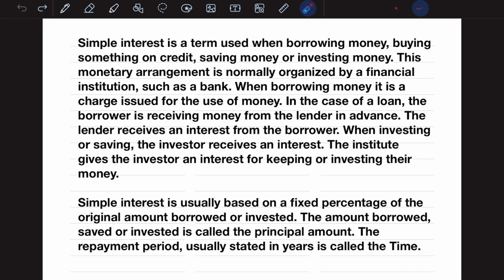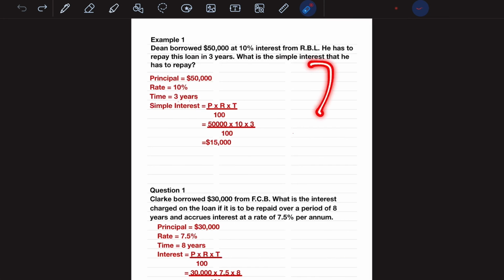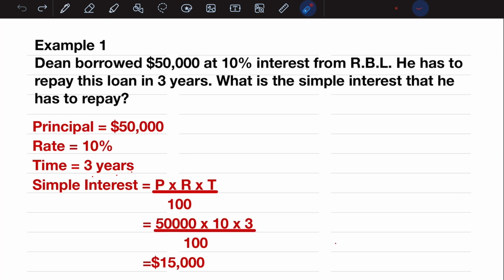All right, let's continue. So let's try some questions. We have example 1. Dean borrowed $50,000 at 10% interest from Republic Bank Limited. He has to repay this loan in 3 years. What is the simple interest that he has to repay? So the principal amount is $50,000, so we identify that the borrowed amount is the principal. The interest rate is 10%, and the loan period is 3 years.